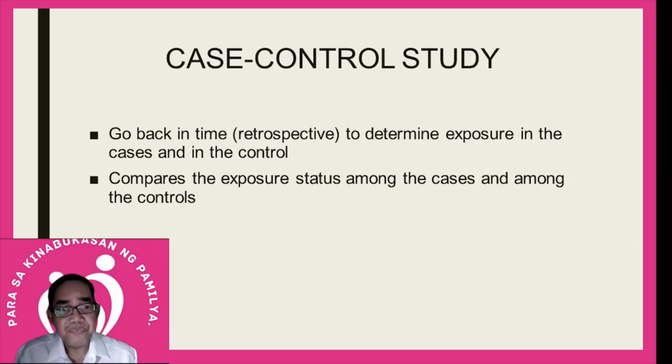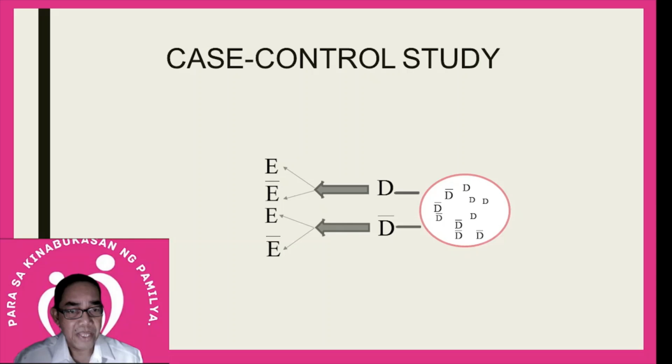Okay, now in a case control study, as we said, we compare the exposure status among the cases and among the controls. And so we have this group of people, and we group them into those who have the disease and those who don't have the disease. People who have the disease are called the cases, and people who don't have the disease, this is the D bar, I should say.